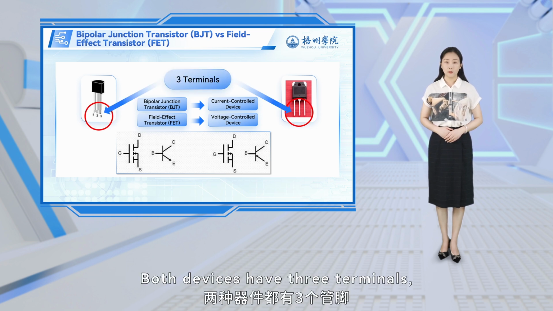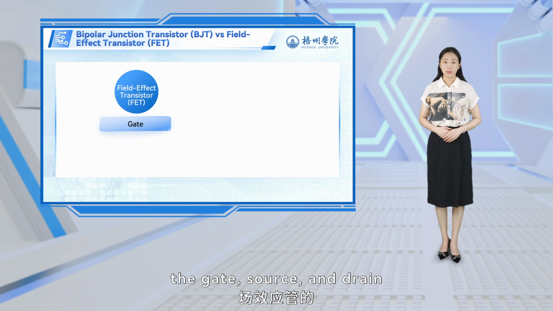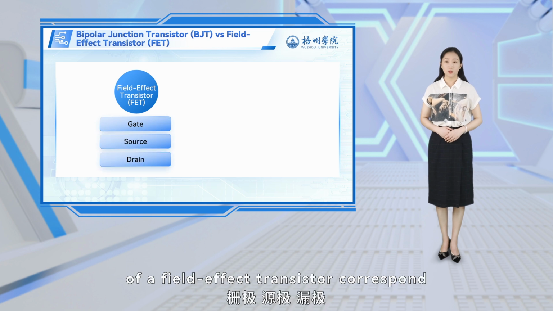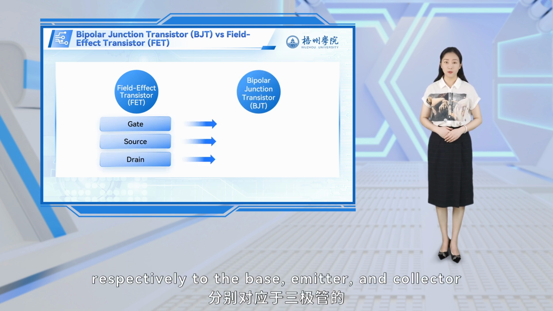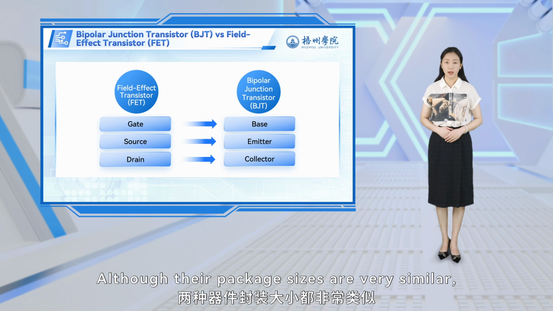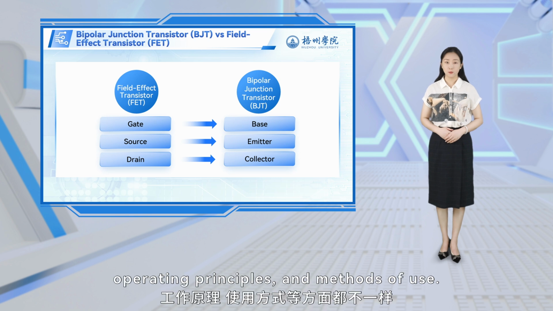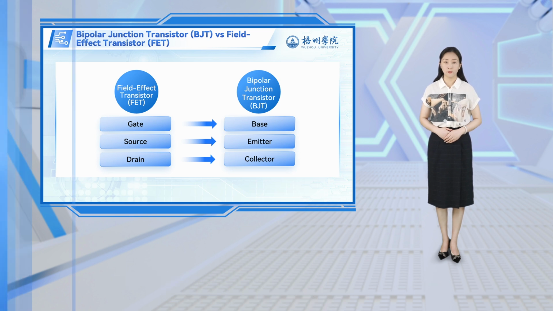Both devices have 3 terminals with a direct correspondence between their electrodes. The gate, source, and drain of a field effect transistor correspond respectively to the base, emitter, and collector of a bipolar junction transistor. Although their package sizes are very similar, they differ in material composition, operating principles, and methods of use.